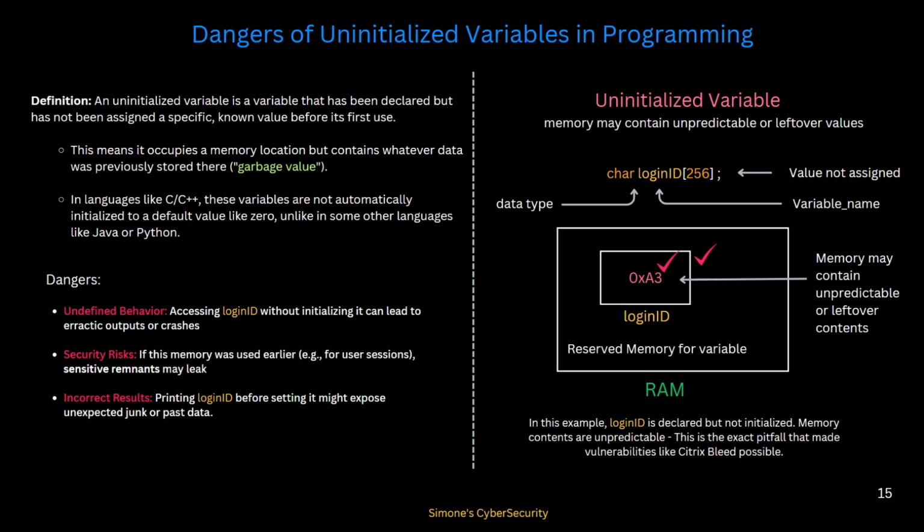And in a security context, this is very critical because if the variable is part of a server's user authentication handling logic, then imagine the server might unknowingly leak old memory contents to the client. And depending on what's left in the memory, this could also include sensitive user data, session tokens, or other application level secrets. And this was exactly the problem in the Citrix Bleed vulnerability.